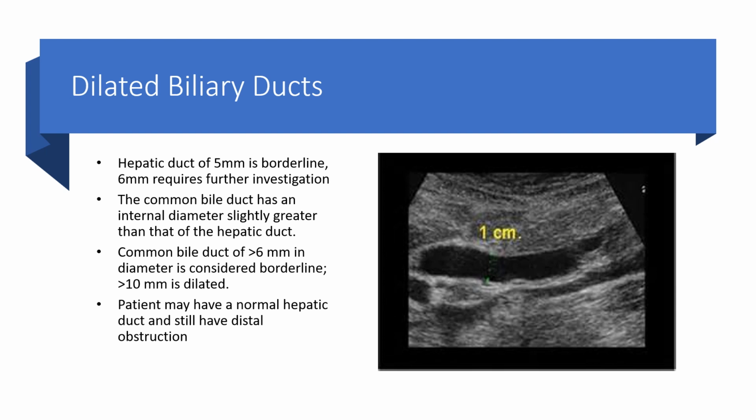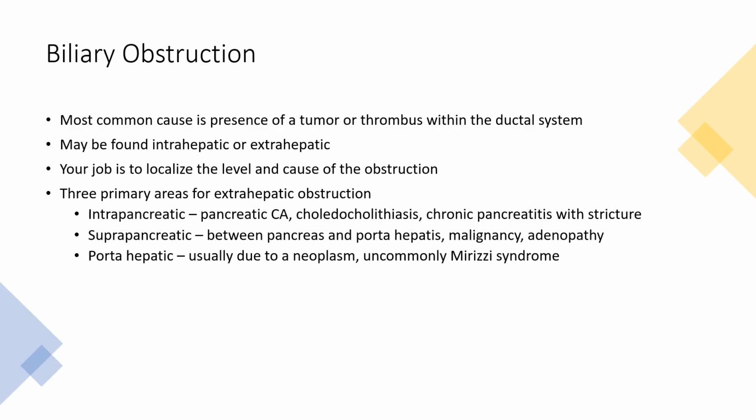The patients can still have a normal hepatic duct and still have distal obstruction. And obstruction is going to be the most common cause for dilated ducts. The most common cause for obstruction is the presence of a tumor or thrombus within the ductal system. And you can see this either intrahepatic or extrahepatic. Your job is to localize the level and the cause of the obstruction. Now, when we're talking about this tumor and that, we're going to be talking about extrinsic, but also sometimes intrinsic obstruction.